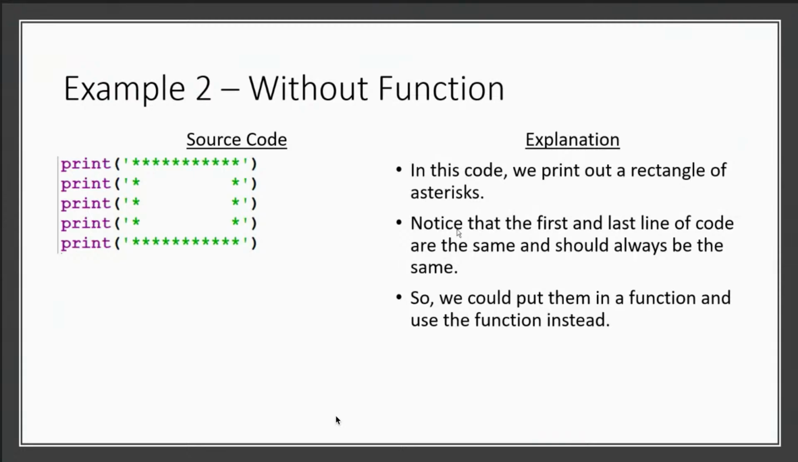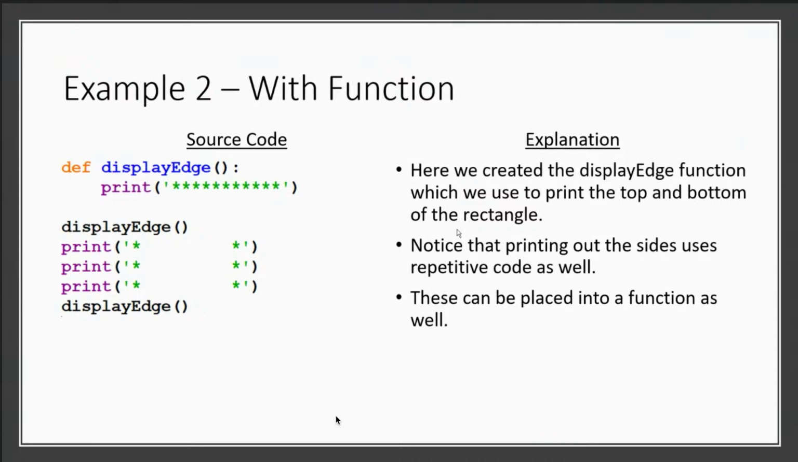Okay, so let's look at another program without any function. So I want to print out a box of asterisks. I print out this long line of asterisks, then I print out 2 asterisks spaced apart, print out 2 asterisks spaced apart, print out 2 asterisks spaced apart, and print out this long line of asterisks again. As you can see, there's a couple lines of code that has been repeated, and we could put them into a function so that we don't have to repeat those lines of code each time. So let's say we define a function called display edge, and inside our function we're running the code print and this line of asterisks. So this is our code within display edge.